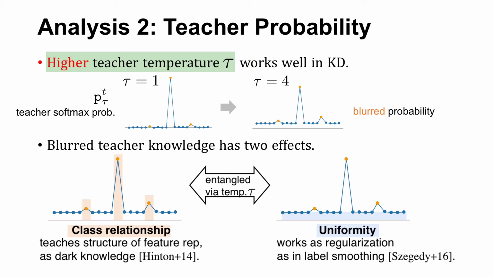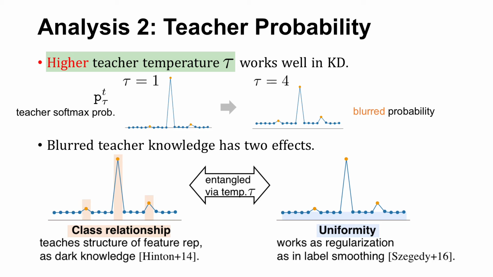Second, we analyze teacher probability. This is a key contribution in this work. As shown in the first analysis, higher temperature is required for teacher probability. It results in blurred probability. Such a blurred teacher knowledge has two effects. One is enhancement of class relationships. By blurring, the classes which are close to the ground truth one also become distinctive. This knowledge teaches favorable structure of feature space.